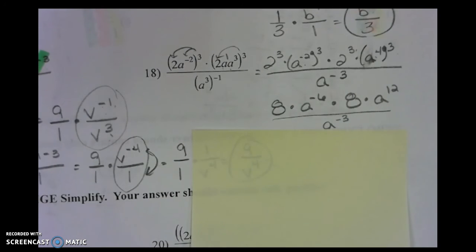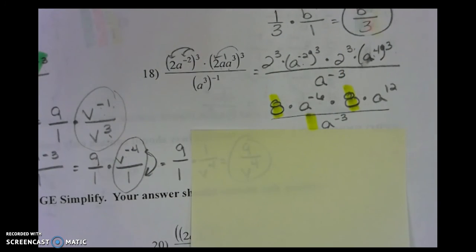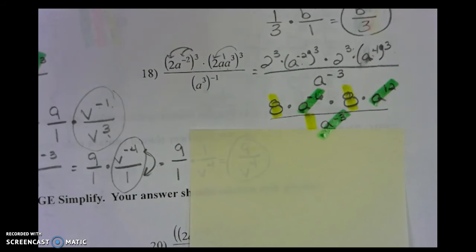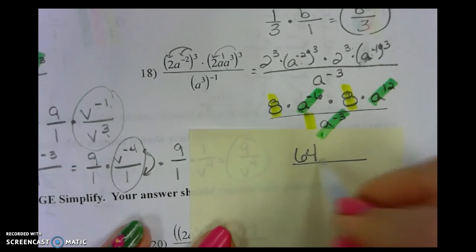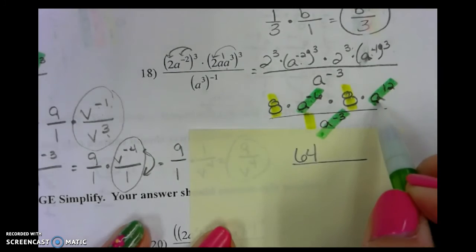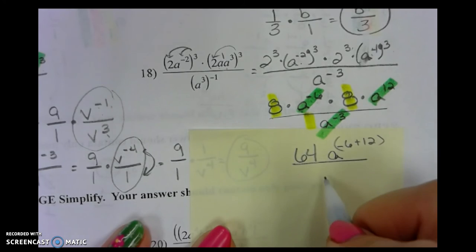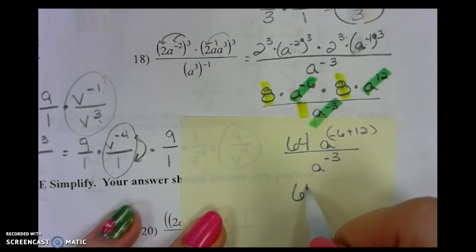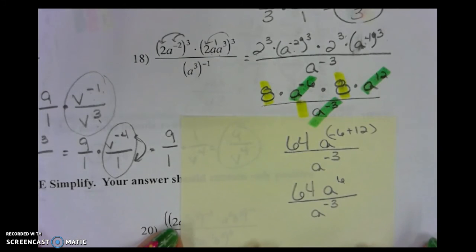Now, the mess is gone. We can actually focus on the numbers. I've got an 8, an 8, and an implied 1. And then I've got an a to the negative 6, a to the 12, a to the negative 3. I'm going to start in the numerator. 8 times 8 is 64. A to the negative 6 times a to the 12 will be a to the negative 6 plus 12 over a to the negative 3. 64a to the positive 6 over a to the negative 3.